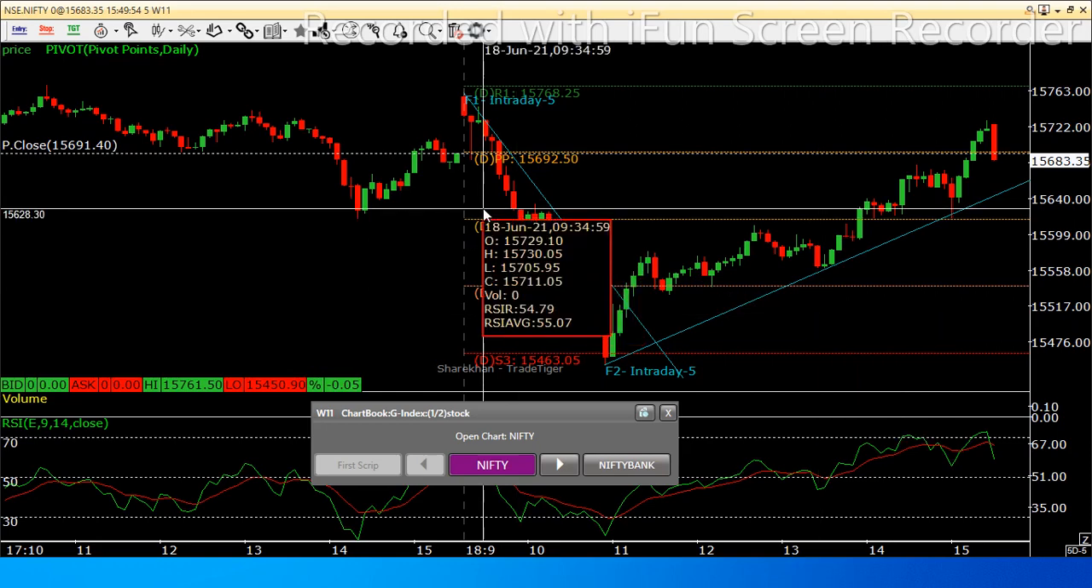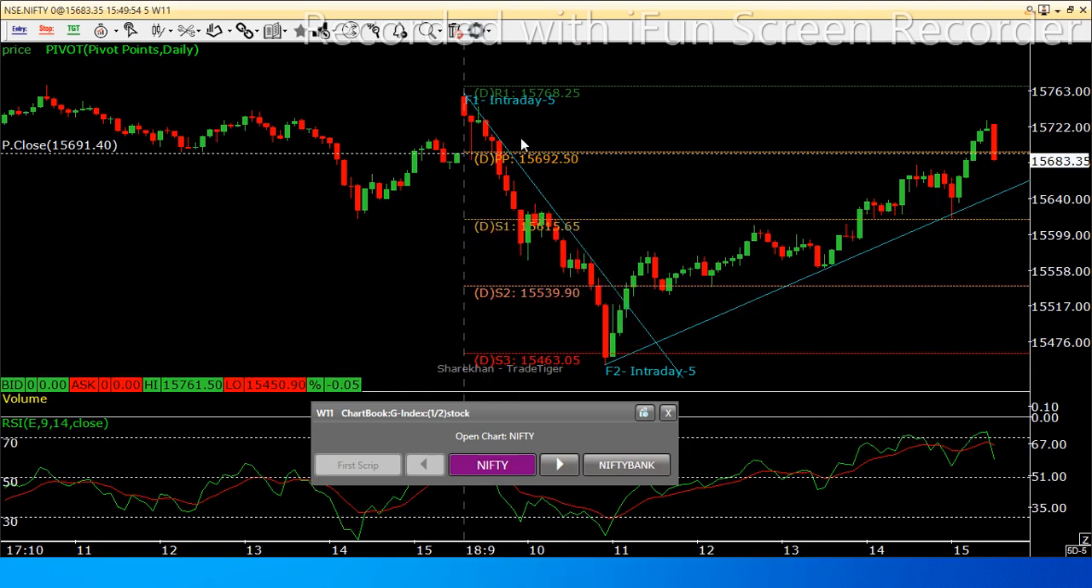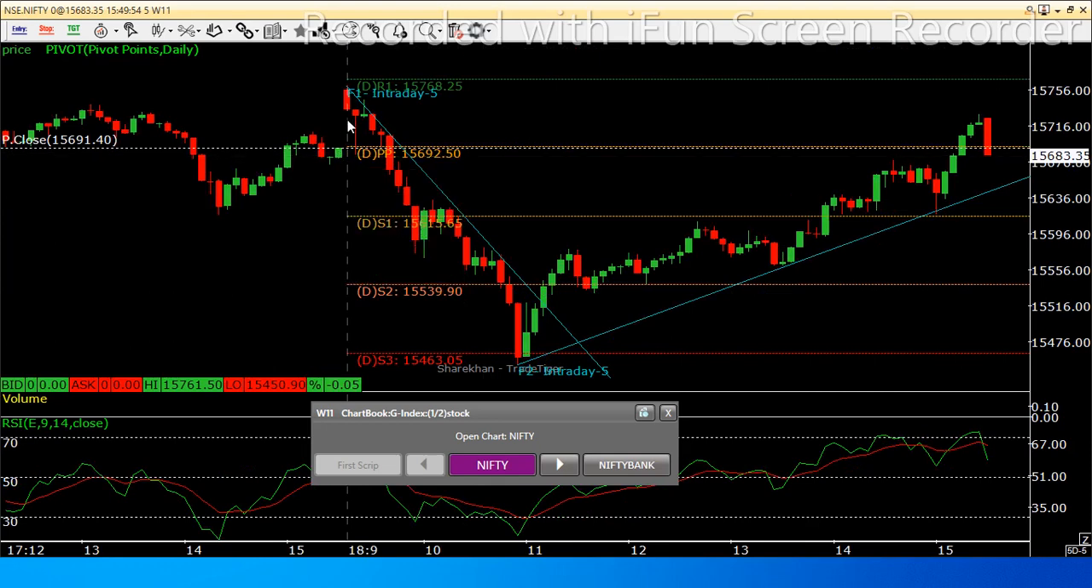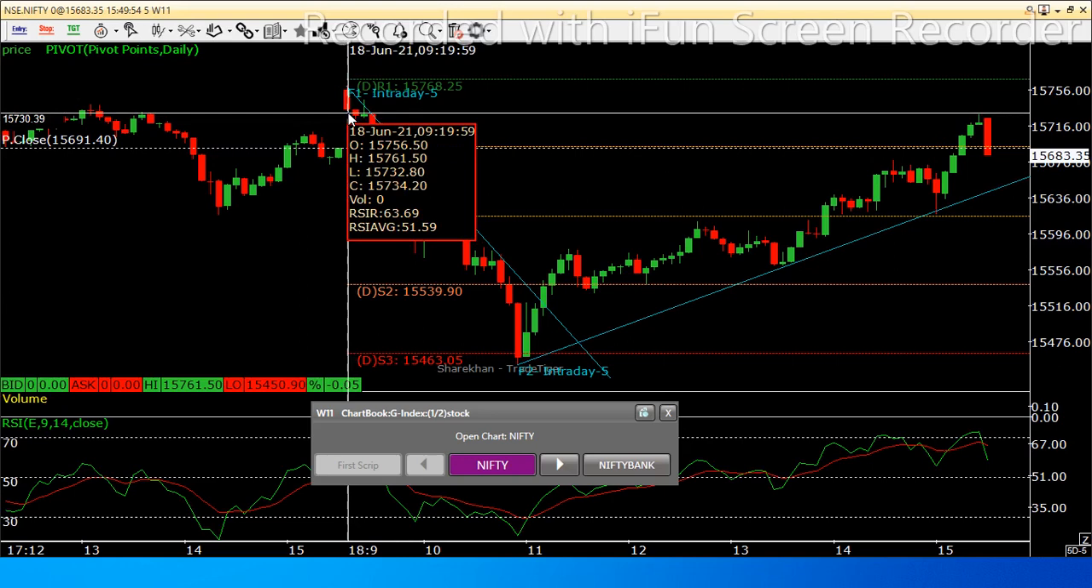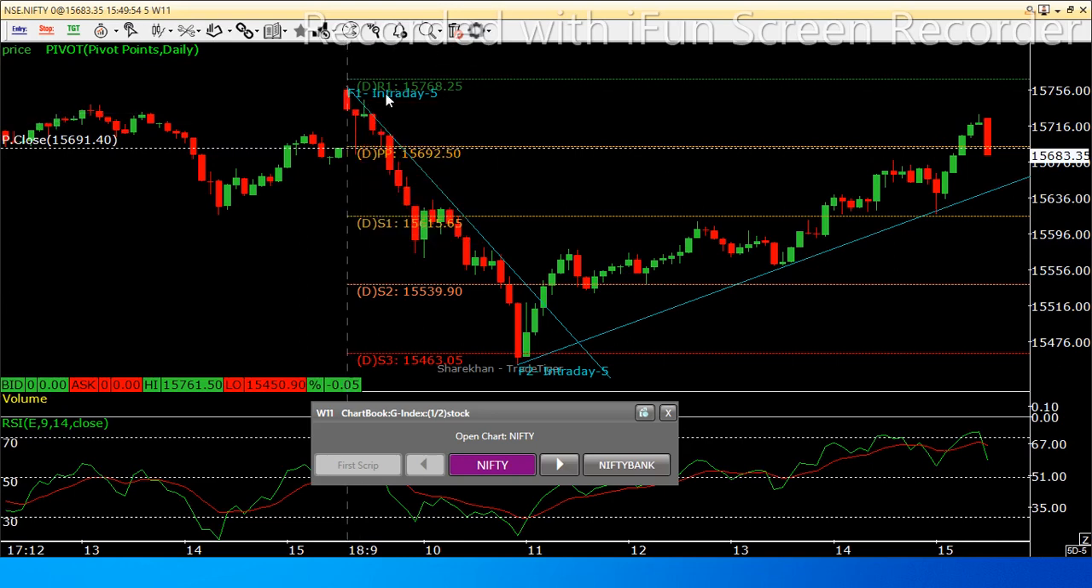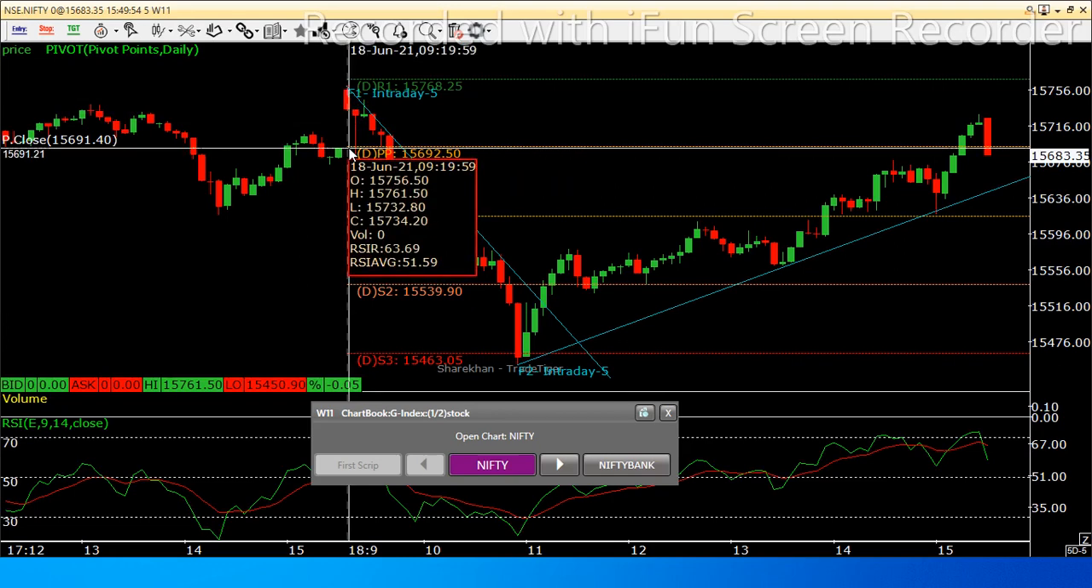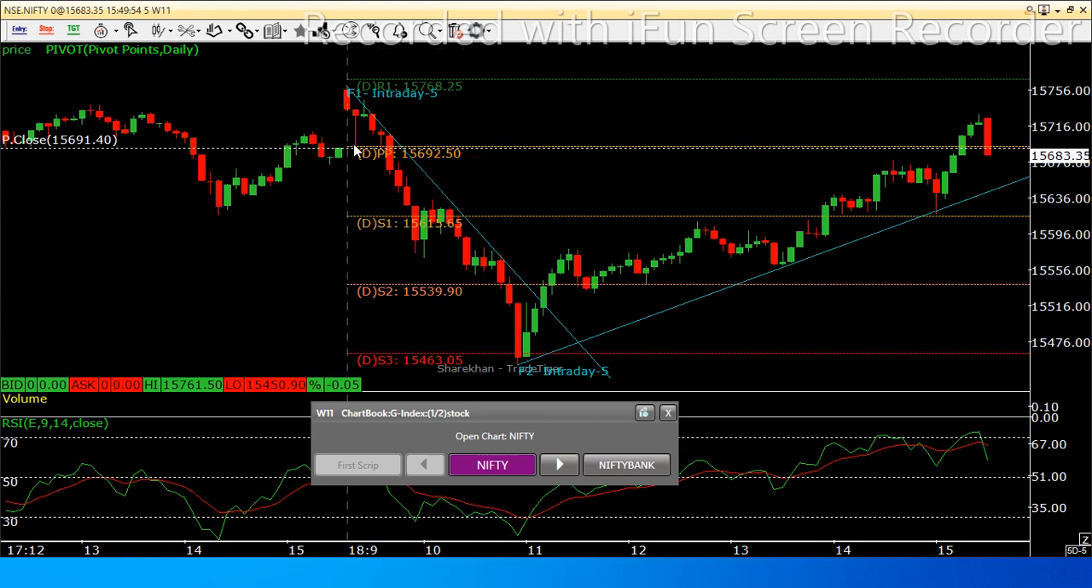So this is the chart of the 18th of June, what we saw, right? So market opened gap up, if you look at here, and this gap up went to 15,761, that is R1, right? From here it started taking it as a resistance and started straight away falling over here, if you look at here.